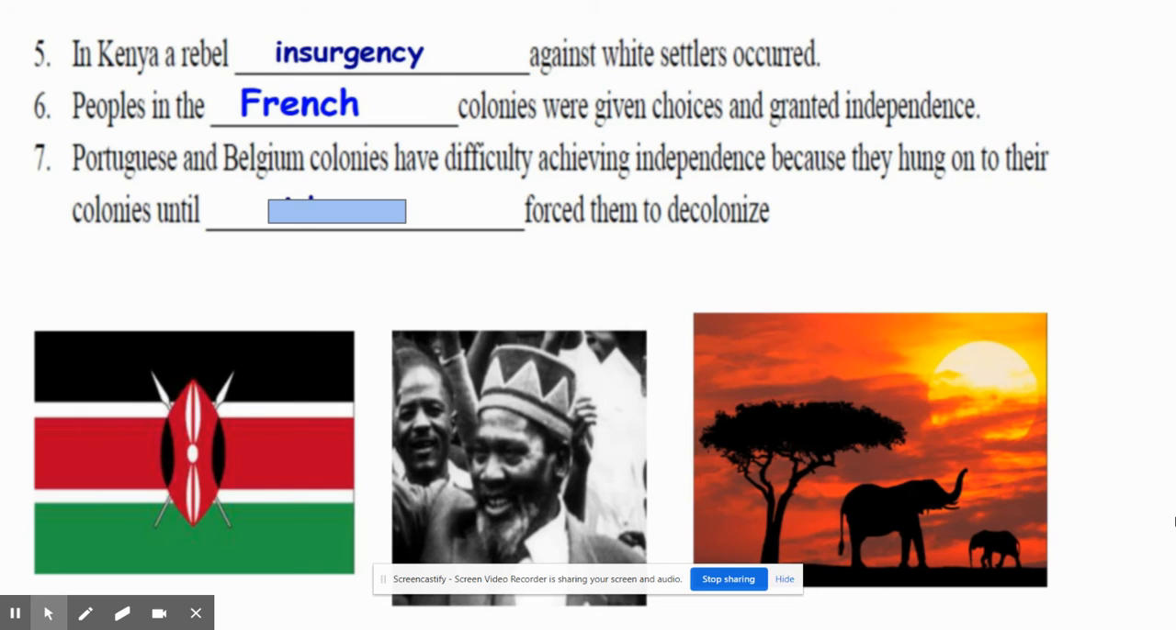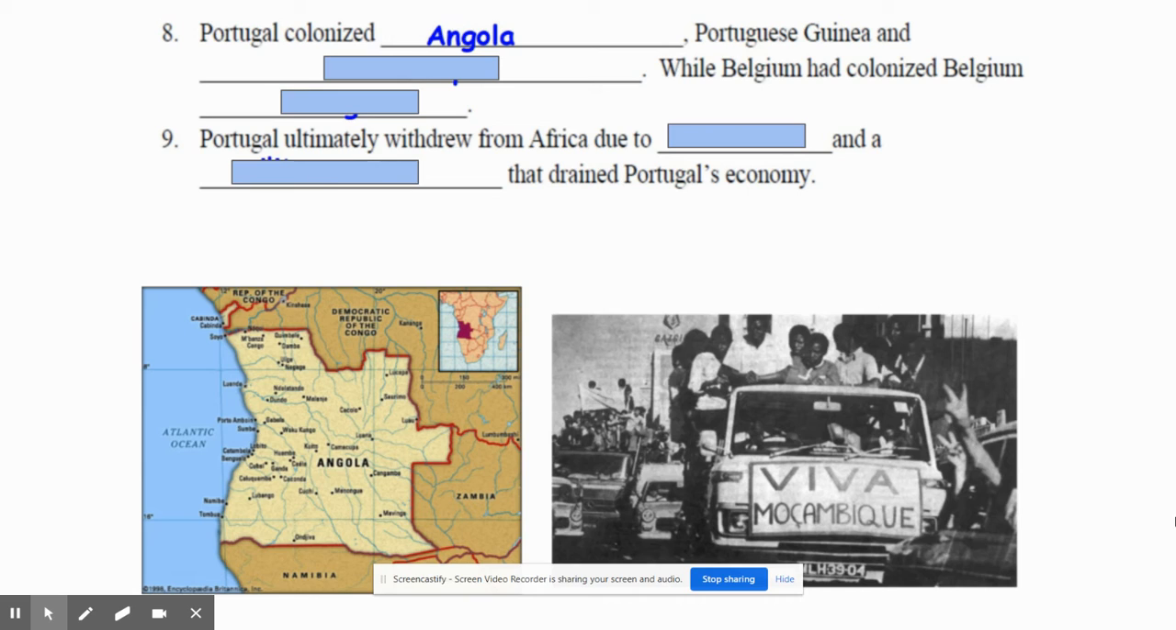When we talk about the Portuguese and Belgian colonies, they had difficulty achieving independence because they hung on to the colonies until violence forced them to decolonize. And some of this wasn't happening until the 1960s and beginning of the 1970s. Portugal colonized Angola, Portuguese Guinea, and Mozambique, while Belgium had colonized the Belgian Congo, which would eventually be renamed Zaire and then eventually named the Democratic Republic of Congo.